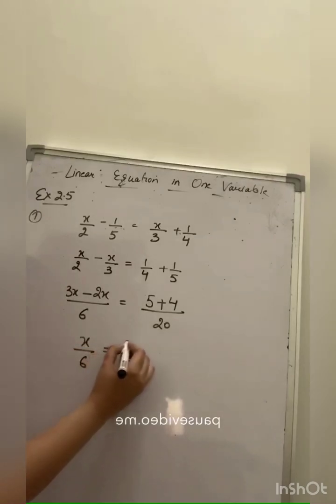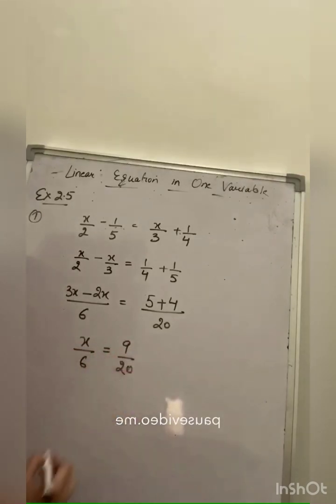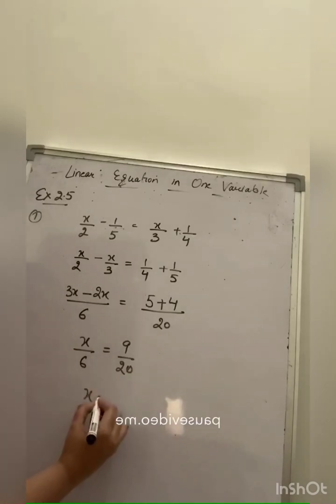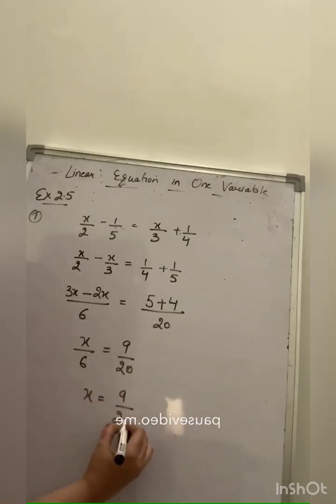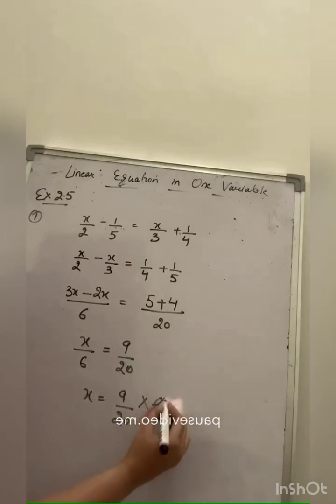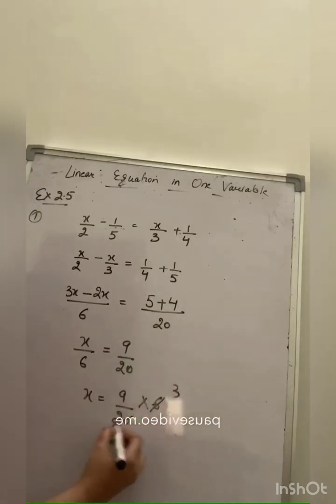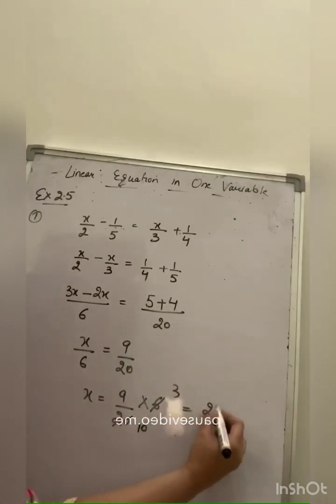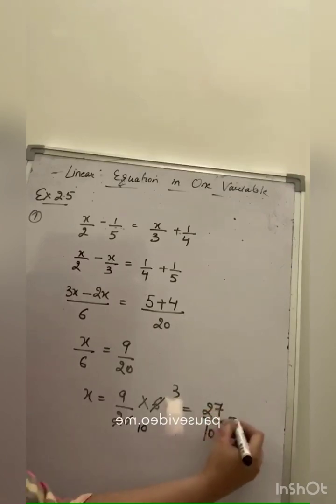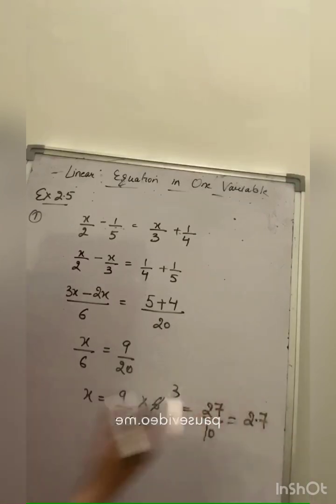x by 6 is equal to 9 by 20. So x is equal to 9 by 20. This 6 will go on the right hand side and it will get multiplied with 9. So 2 3s are, 2 10s are, x is equal to 27 by 10, or we can write it as 2.7.